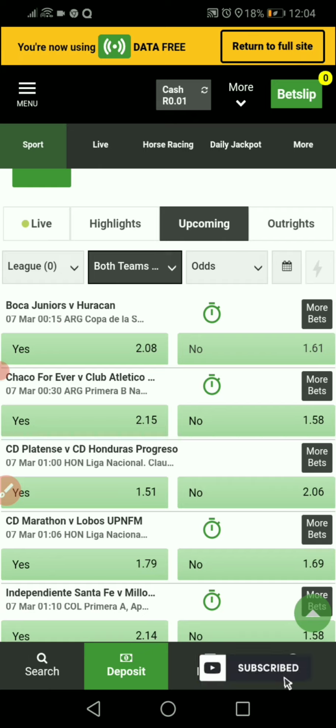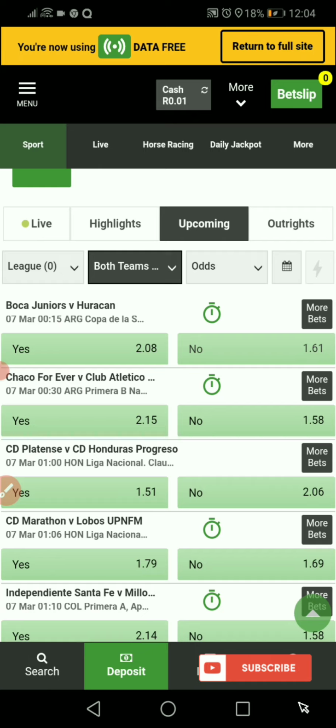How to bet both team to score, guys? So, guys, let's go to it. What is a both team to score? Both team to score, guys, is basically when a match is playing and you chose both team to score.